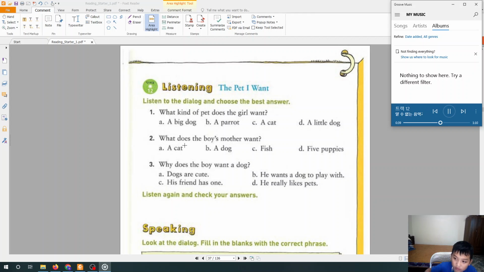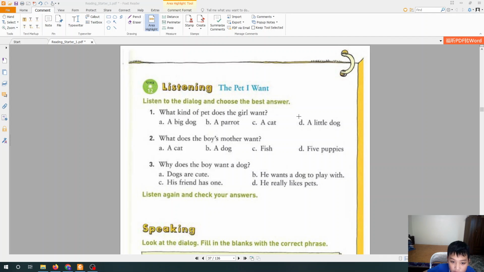Listen again and check your answers. And now we will choose the best answer for all the questions in this exercise. First question: what kind of pet does the girl want? It is answer D, the little dog. Next question: what does the boy's mother want? His mother wants a cat. It is answer A.